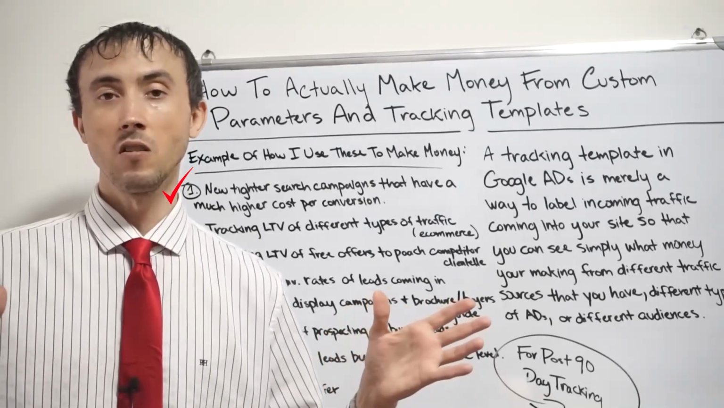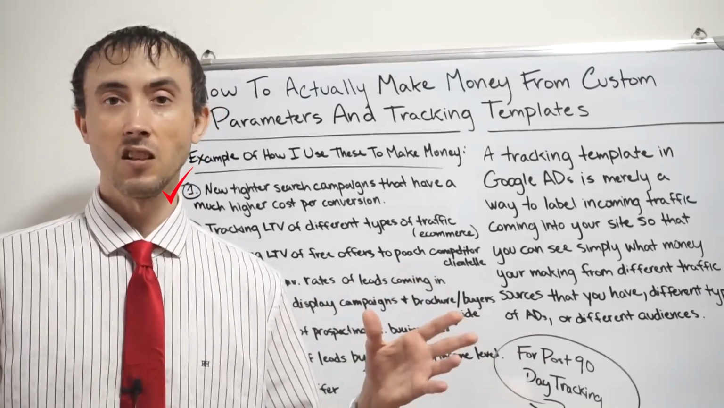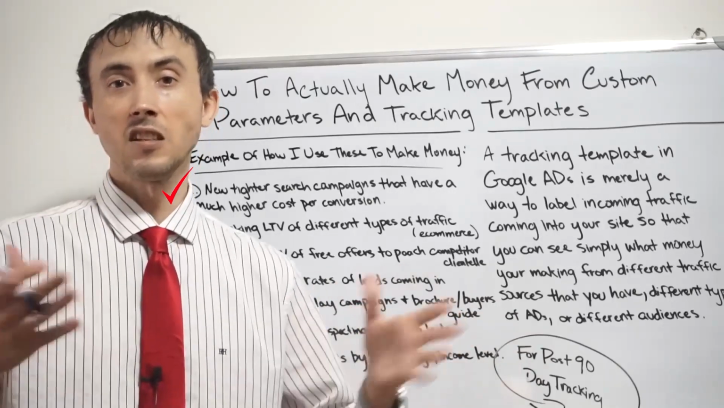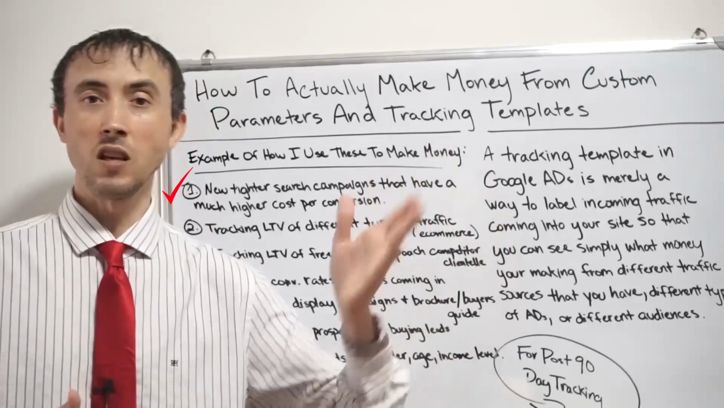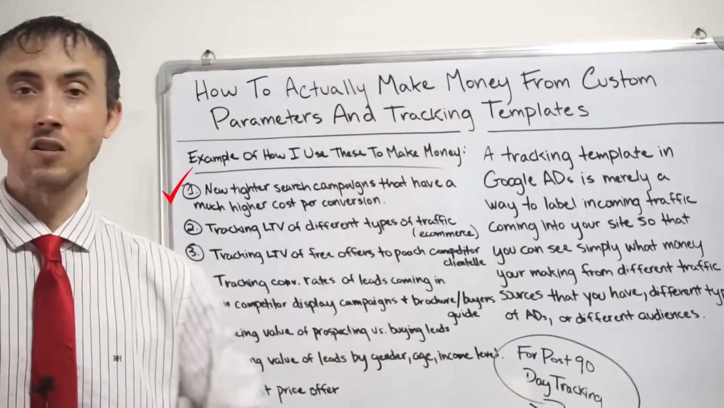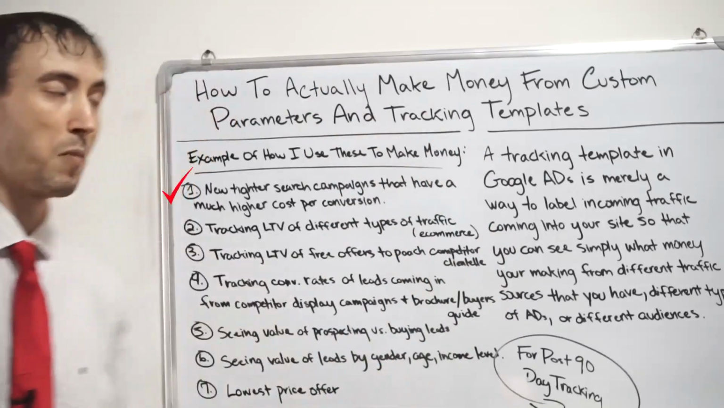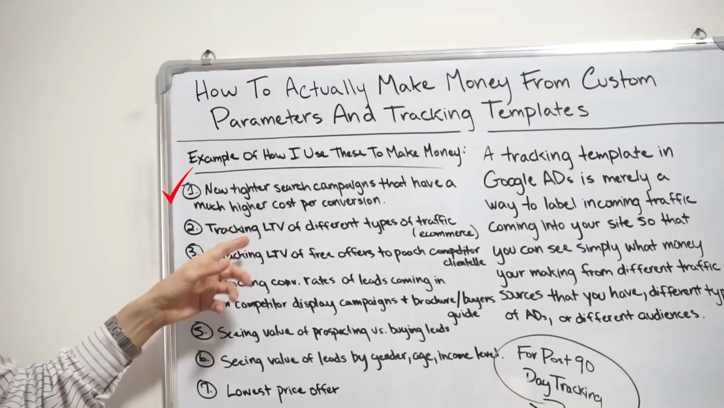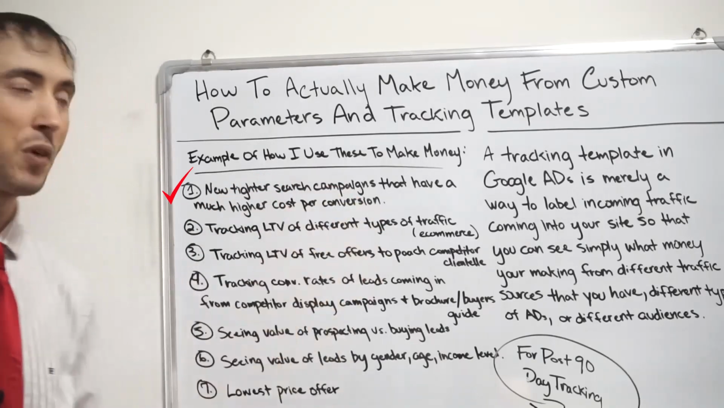Why wouldn't you want to invest in that, given it only takes hiring an assistant to do this for you for 10, 20, 30 hours, maybe even 100 hours. Still nothing compared to what you're going to be making from it. So anyway, that's the first example of how to use tracking templates to make money.